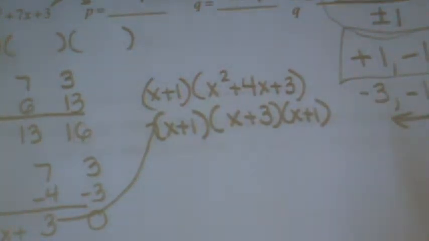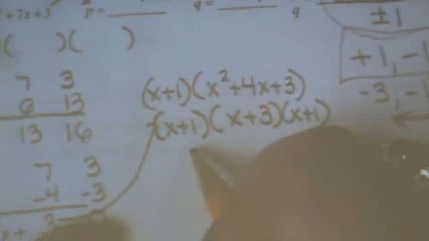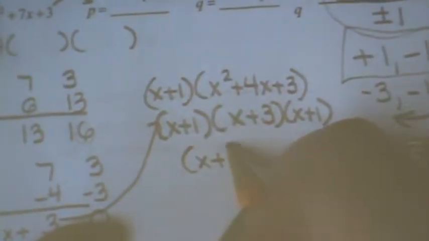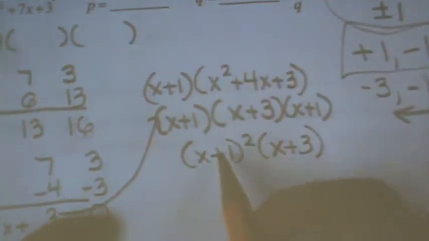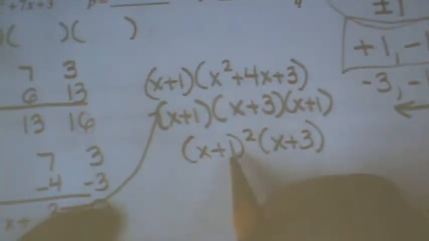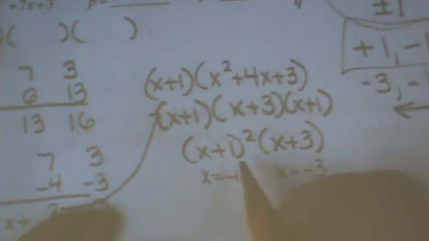Now, is there a way to write this better? x plus 1 squared times x plus 3. Now, why would you want to write x plus 1 squared? It makes it look less cluttered. It's more concise. Because the multiplicity of this zero is even. So I know that the two zeros are -1 and -3. And what's going to happen at -1? It's going to touch and bounce at that zero.